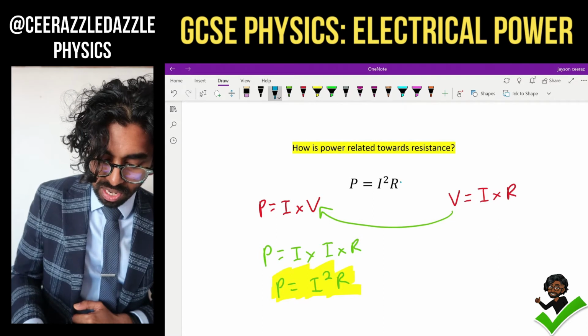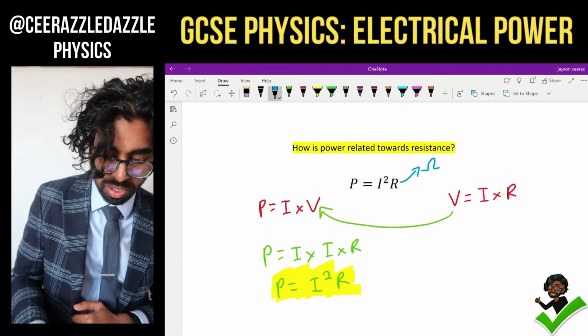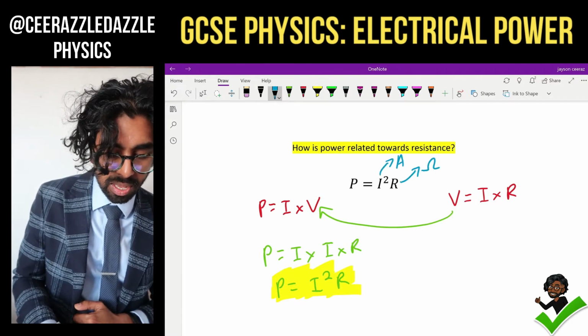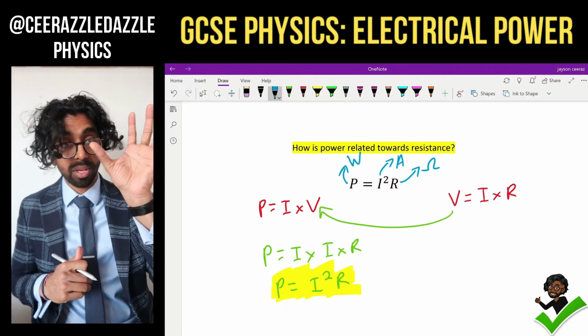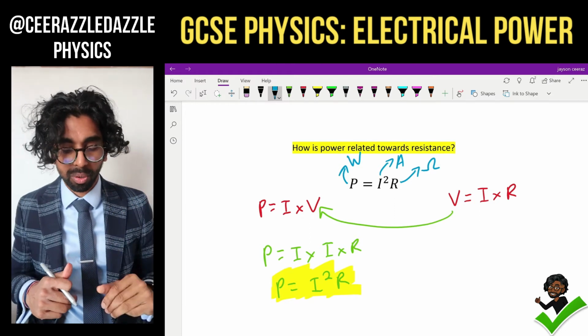Let's do the units. We have resistance. It's going to be ohms. I is still in amps. Power is still in capital W for watts, like the power of a bulb. Yes, so 10 watt bulb, 100 watt bulb.